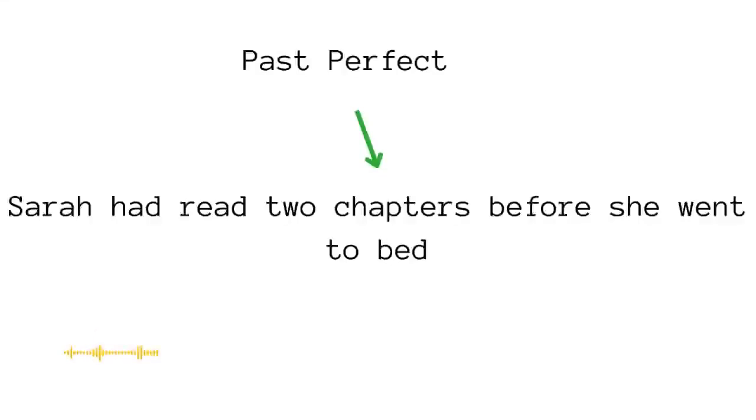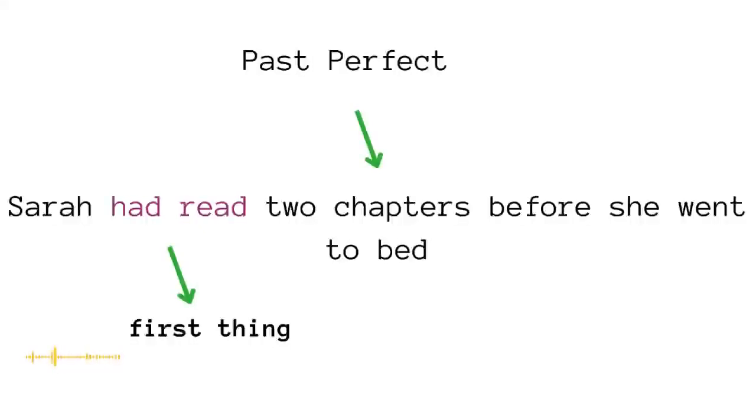The chapters that she read or going to bed? Well, of course, the chapters. She finished reading the chapters and after that she went to bed. So in this case you need to use had with the first action, with the chapters that she read. She had read 2 chapters. That means had has to be used on the action that happened before the second one.